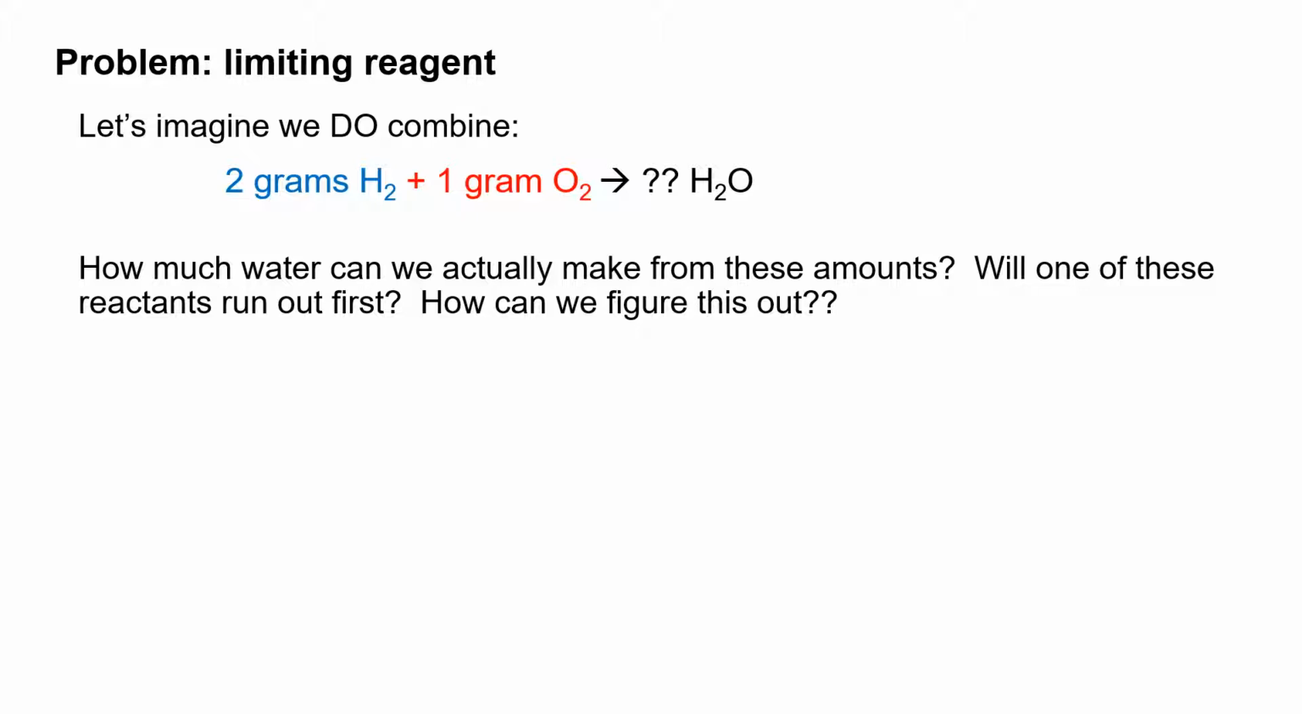So now, I said before that you can't combine 2 grams of hydrogen and 1 gram of oxygen and get 2 grams of H2O. And now I'm going to set out to prove it to you. And we're going to figure out how much water we can actually make from these amounts. We can also evaluate which one is going to run out first. So we're going to ask ourselves, how can we figure this out? How do we know which one is going to run out first?